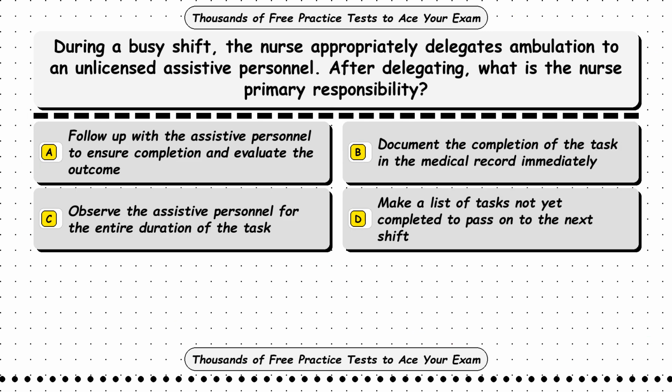Question 88. During a busy shift, the nurse appropriately delegates ambulation to an unlicensed assistive personnel. After delegating, what is the nurse's primary responsibility? Option A, follow up with the assistive personnel to ensure completion and evaluate the outcome. Option B, document the completion of the task in the medical record immediately. Option C, observe the assistive personnel for the entire duration of the task. Option D, make a list of tasks not yet completed to pass on to the next shift.